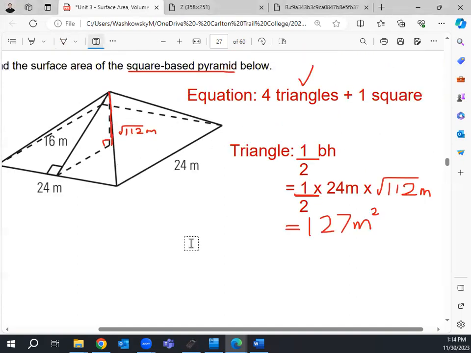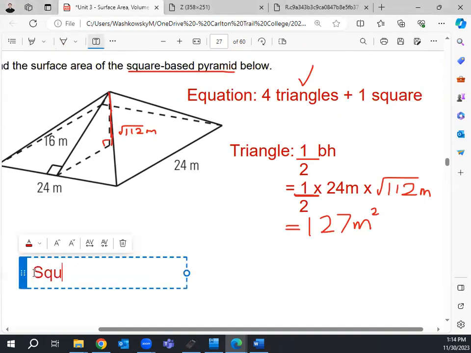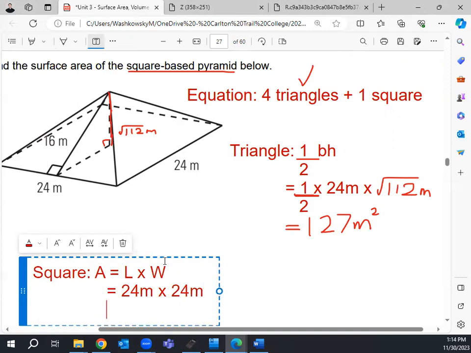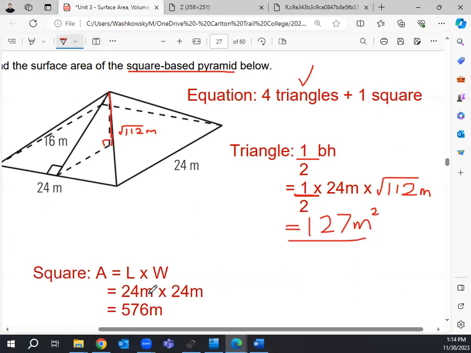All right. So I've done the triangle. Now I just need the square. Square is pretty easy, right? That's just length times width. What's my length of this? 24. It's square, right? 24 meters times 24 meters. You punch that in your calculator, you should get, what will you get? 576 meters squared. So I underline, that's important.